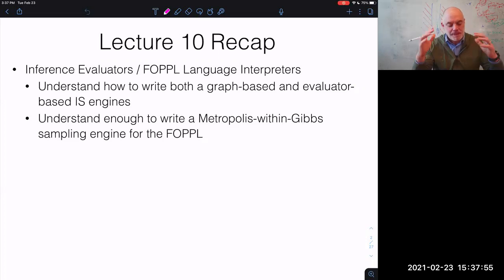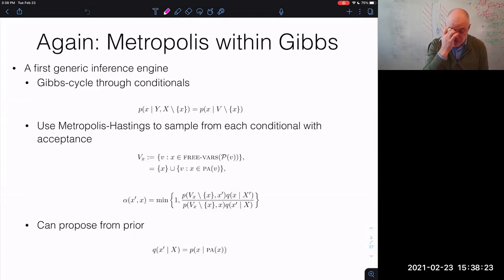Okay. So where are we? Sample from the joint. Now we're going to actually build probabilistic programming systems that do inference. So you know how to write graph-based and evaluator-based importance sampling. In lecture 10, we talked about importance sampling engines for the graph-based and evaluator-based representations of the underlying program. And we talked quite a bit about Metropolis within Gibbs sampling for the FOPL, spending a fair amount of time on this.